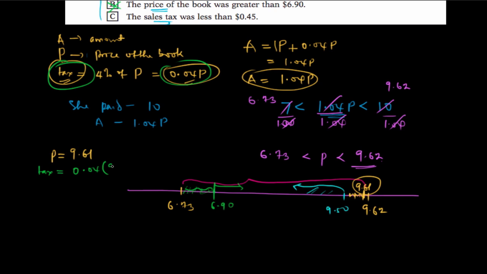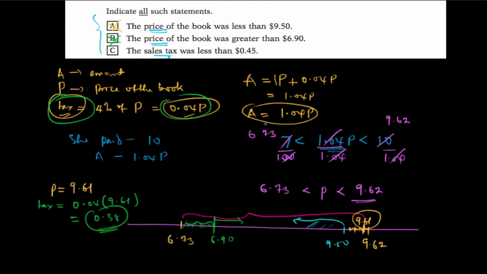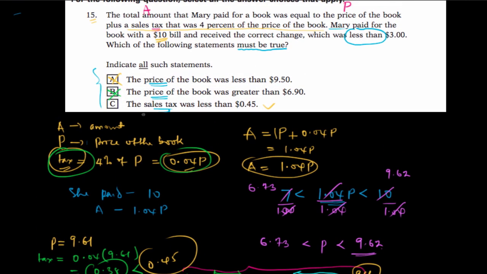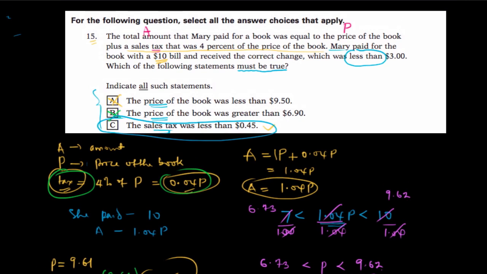0.04 times the price, which is 9.61. Now this times this is going to give us 0.38. So this is going to be the maximum tax we can hope to obtain for the price of the book. And then the statement says the sales tax is less than 0.45, which is true. The highest tax we can obtain is 0.38, which is also less than 0.45. So C is the only correct answer. That implies that C is the solution to question number 5 of the revised GRE general test. Thank you for watching.